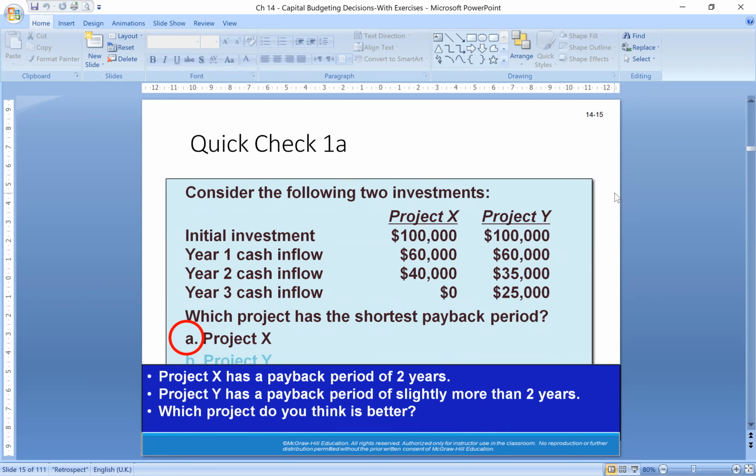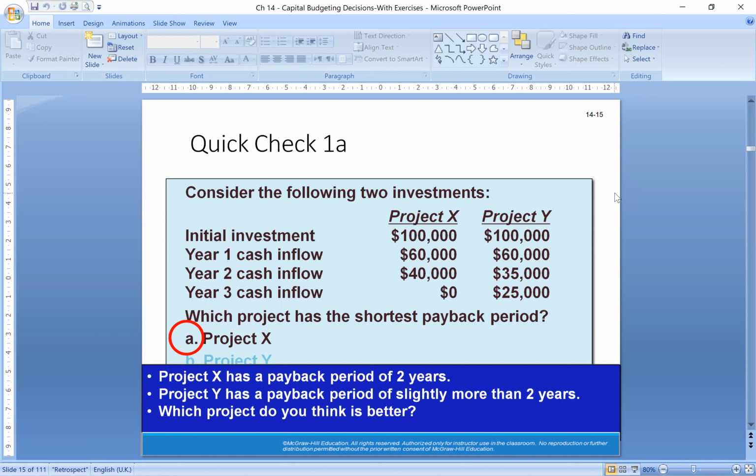Consider the following 2 investments. Initial investments, 100,000 for X, 100,000 for Y. Year 1 cash inflows 60 for X, 60 for Y. Year 2 cash inflows 40 and 35 respectively. Year 3, 0 for X, 25 for Y. Which project has the shortest payback period?